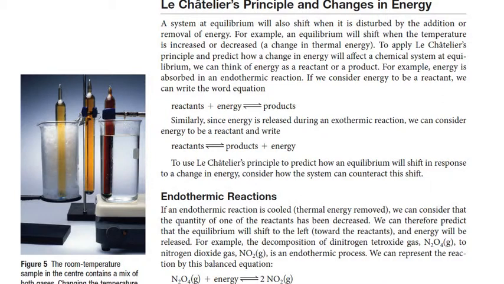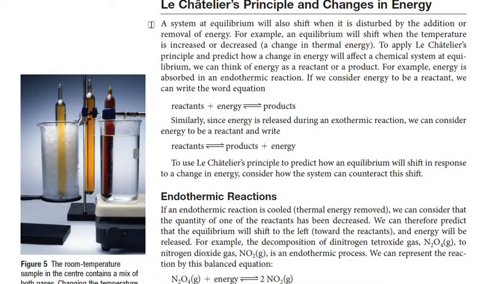So in this new section, I'm going to talk about Le Chatelier's principle and changes in energy. A system at equilibrium will also shift when it is disturbed by the addition or removal of energy. For example, an equilibrium will shift when the temperature is increased or decreased. It means that we have a change in thermal energy.